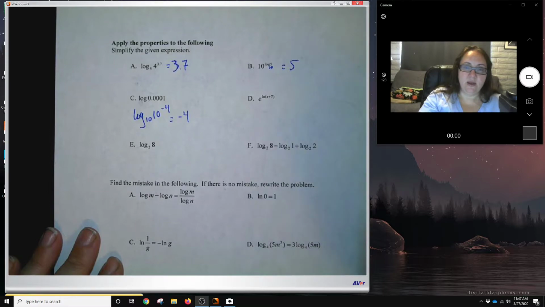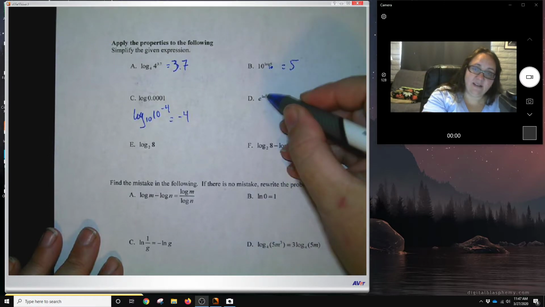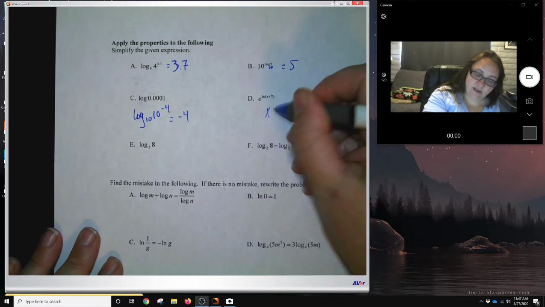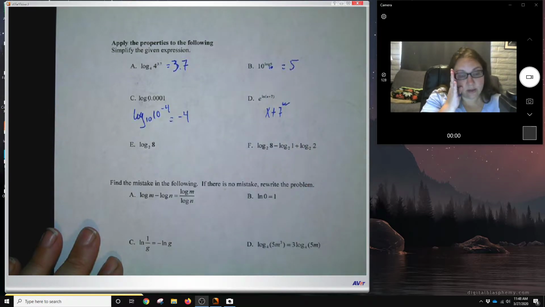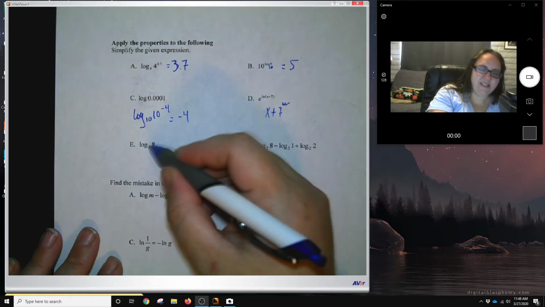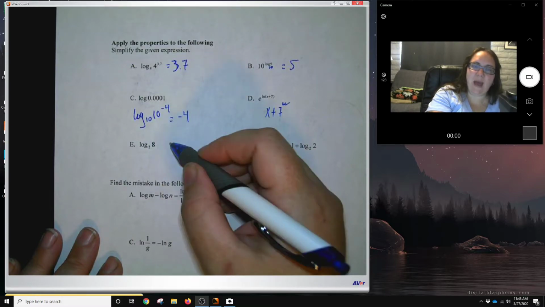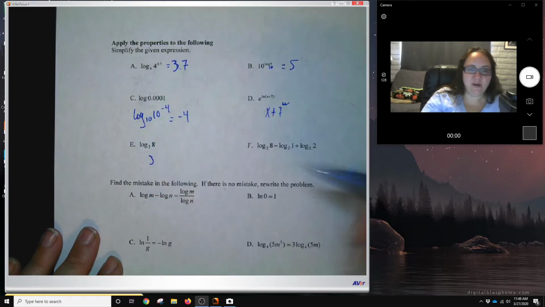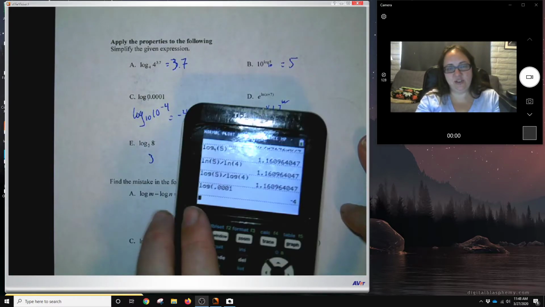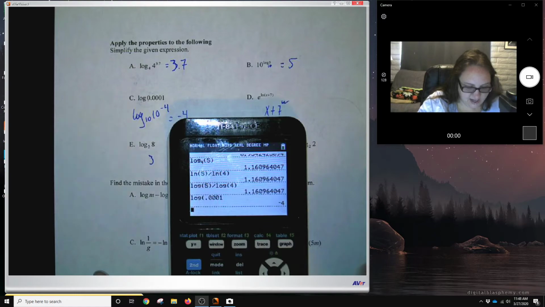So here, e and ln are inverses, so they cancel and leave me with just x plus 7. This is the same as asking 2 to what power is 8. And so 2 to the 3rd power is 8, which means log base 2 of 8 is 3. We could always verify that in the calculator.